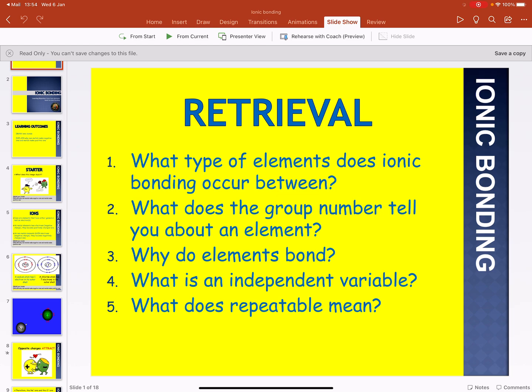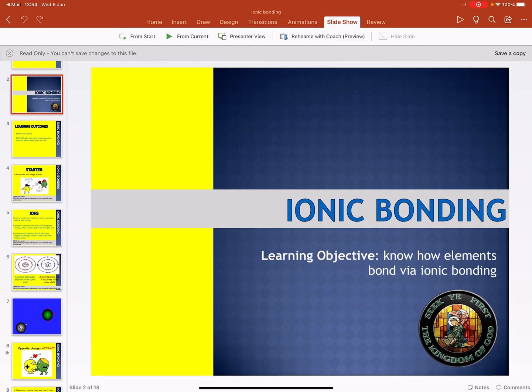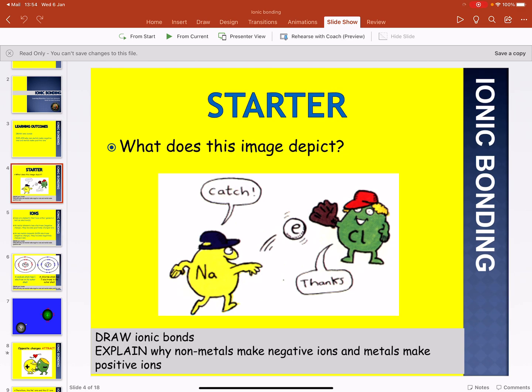Okay, so let's have a look. We're going to take a look at ionic bonding, and here's a little cartoon picture. What do you think you can see? Pause the video here and think, what is this picture showing? What I can see is a sodium atom and a chlorine atom, and the sodium is throwing an electron to chlorine. Chlorine is accepting it, sodium is donating it. So the question is, why does that happen? Let's have a look.